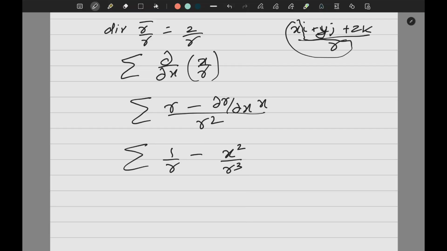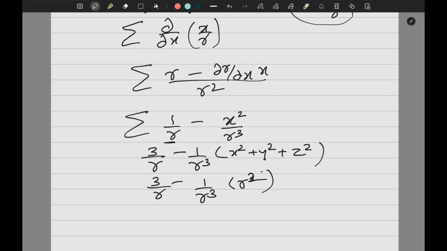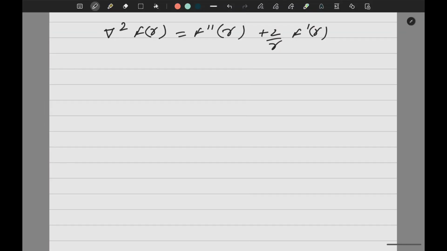Now what I'll do, I'll open the summation. So how many times this thing will come? 1 by r, 1 by r, 1 by r. So 3 by r minus 1 by r cube, and in bracket it will come x square plus y square plus z square. So 3 by r minus 1 by r cube r square, right? So this will become 3 by r minus 1 by r. So that is 2 by r, hence proved. Correct? Easy? Now move to the next question.